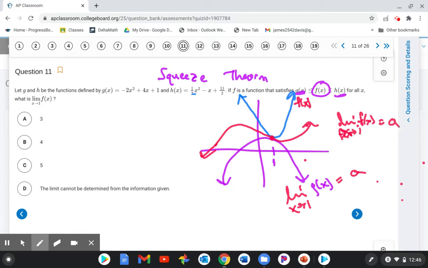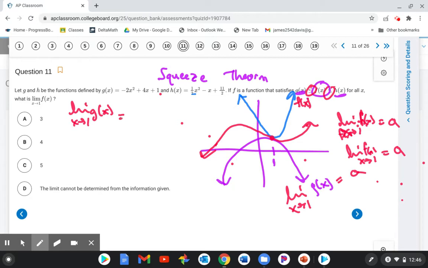If those are the same, and we know f is either equal to or between them, then that means f has to have that same limit value. So the limit of f of x has to have the same value of whatever that a is. Because if those two have the same limit and f is between them, then f also has to have that same limit. Hopefully that makes sense. How we're actually going to figure this out is determine if these limits are the same. So we need to find the limit of g of x as x goes to 1.